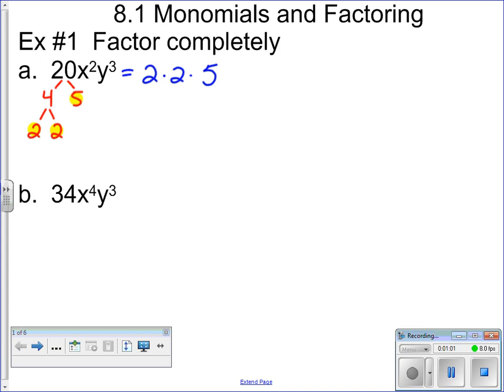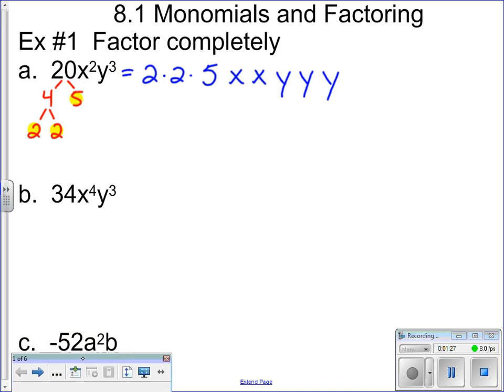Now x squared means that there should be 2 x's, and y cubed means there should be 3 y's. Now you've successfully factored 20 x squared y cubed, because 2 times 2 is 4, times 5 makes 20. X and x is x squared, and y is y cubed. All right, so now you should take a moment and try to complete the other 2 problems.